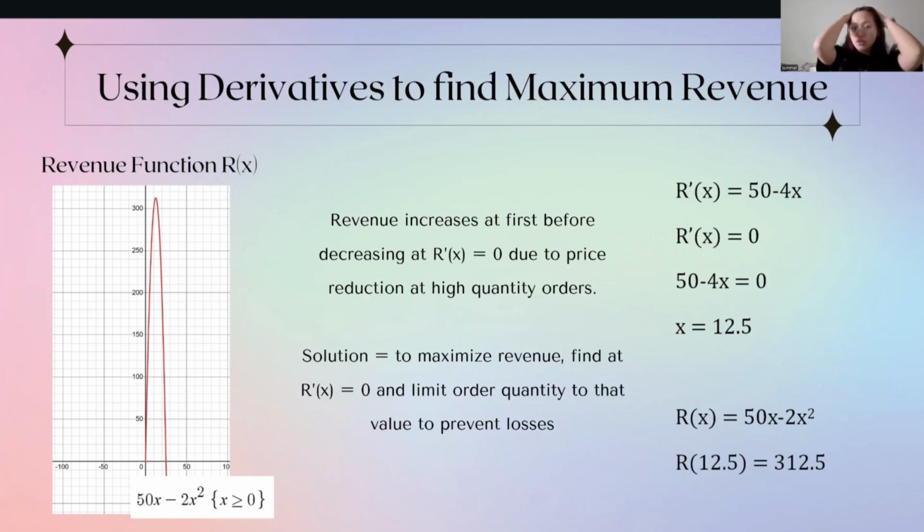So the solution is, in order to maximize revenue, we need to find the x amount of items at marginal revenue equals 0 and limit order quantity to that value to prevent a drop in revenue. Let's try to solve it.